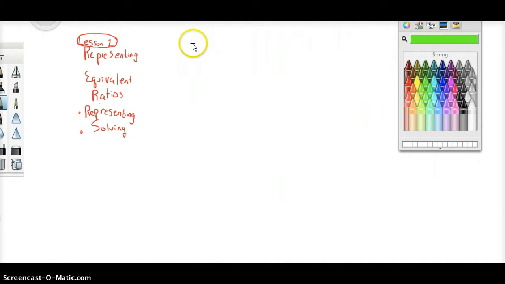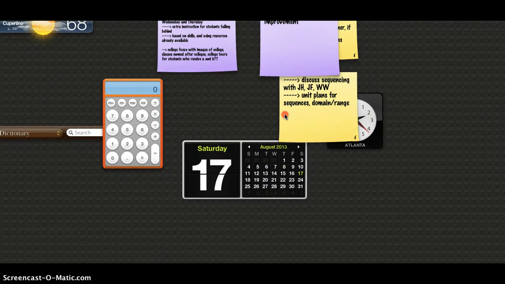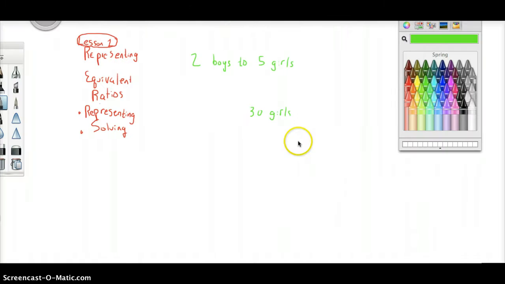We're now going to look at equal ratios and solving for a ratio. So let's say we have, again, we'll keep the same numbers, 2 boys to 5 girls. But now let's think about maybe instead of having 5 girls, we've got 30 girls. And our question is going to be, how many boys does that have to be?